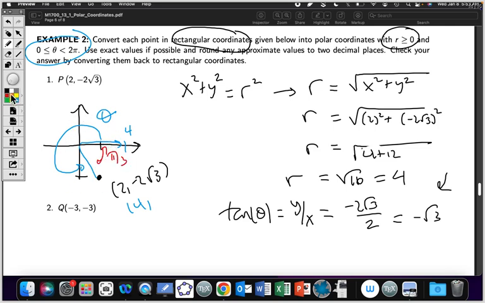How many pi's over 3? All the way around would be 2 pi, which is 6 pi's over 3. I back off pi over 3. So here's your 5 pi's over 3. So 4 comma 5 pi over 3.